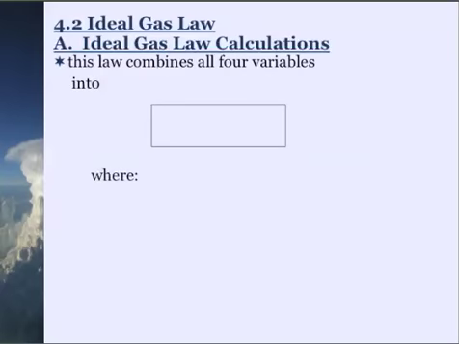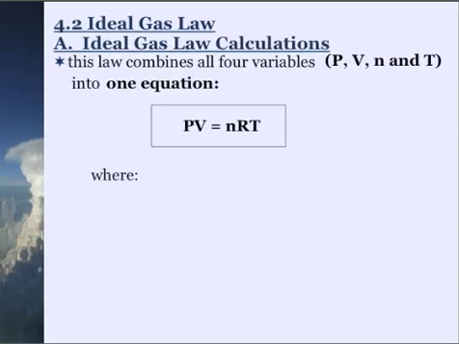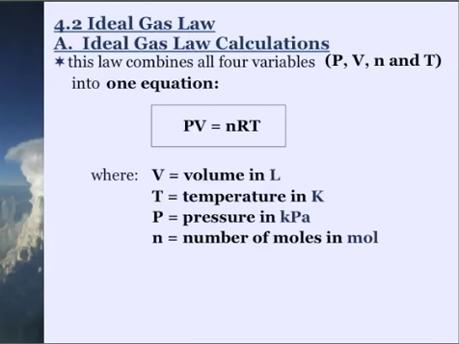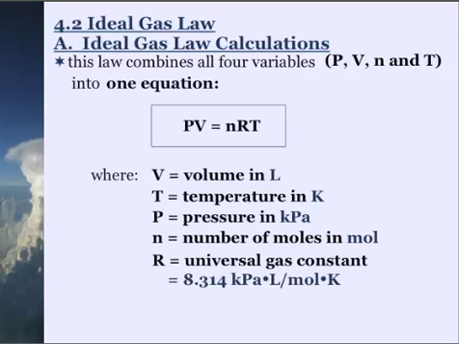Now, if we look here at ideal gas law calculations, this law combines all 4 variables of pressure, volume, moles, and temperature into one equation. And this equation is PV equals nRT. This is a very, very important formula, where V is volume in liters, T is temperature in Kelvin, P is pressure in kilopascals, n is the number of moles in mol, and R is the universal constant, which happens to be 8.314 kilopascal liters per mole Kelvin.